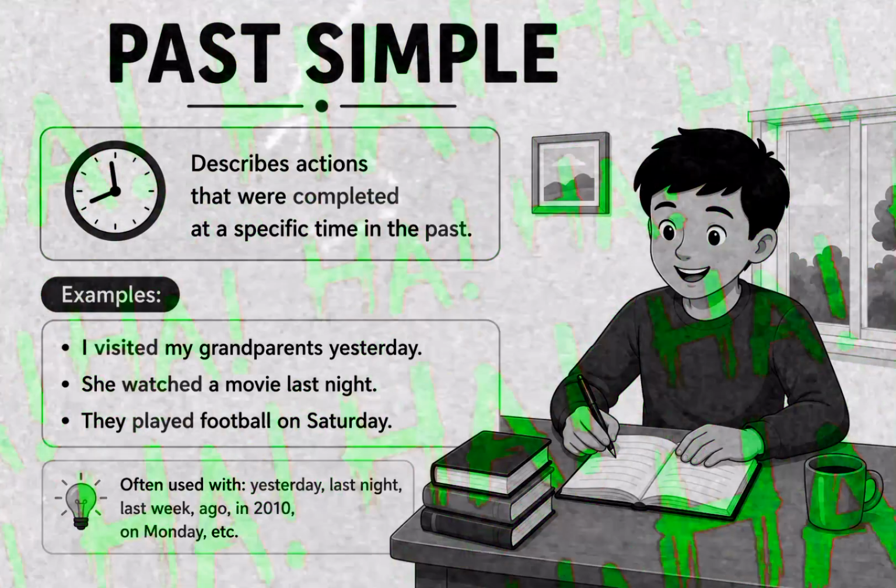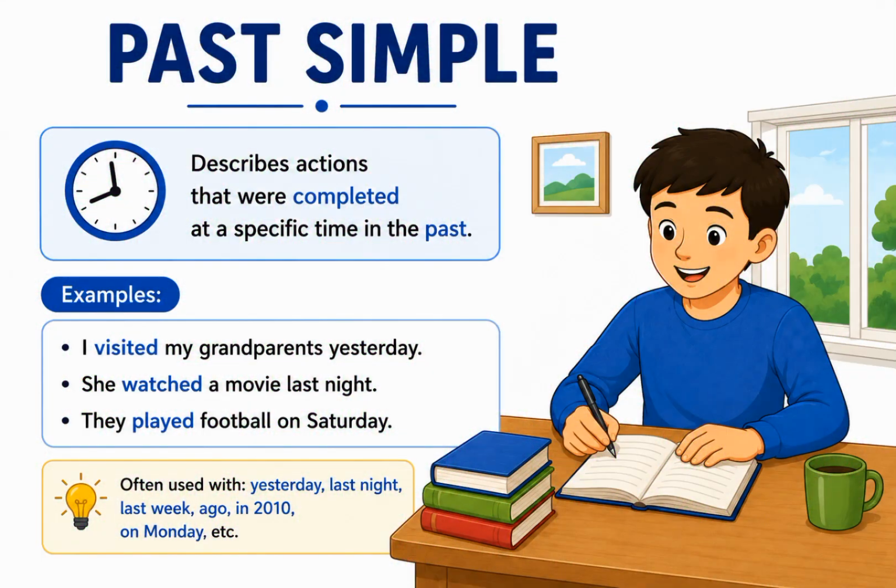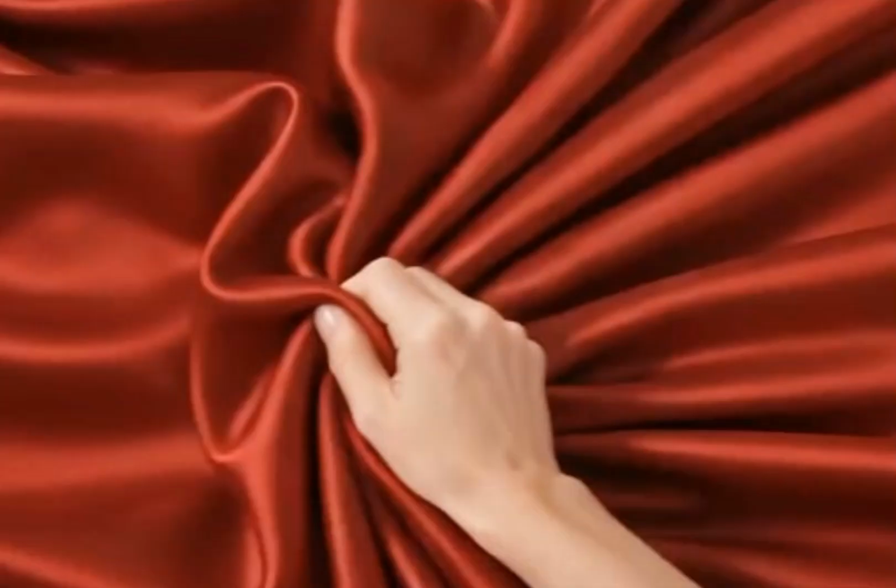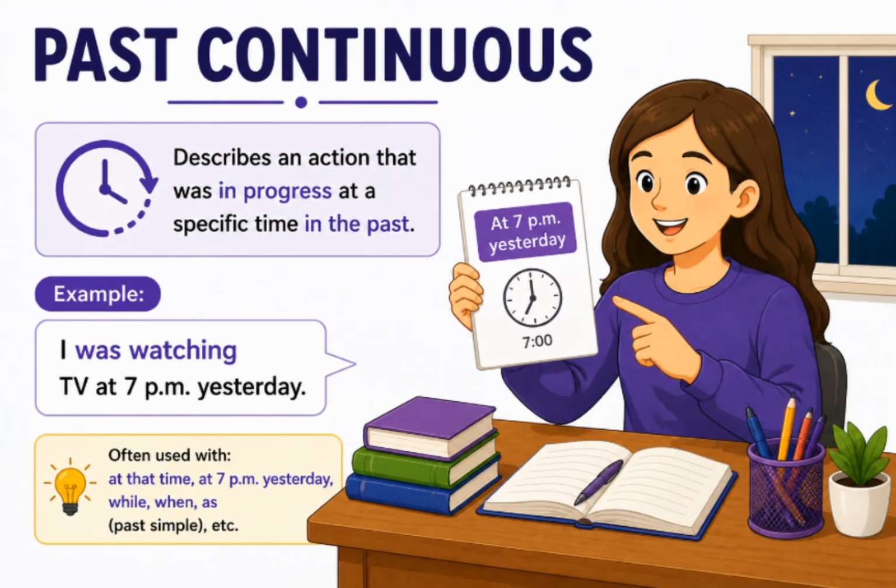Now, let's move on to the past tenses. The past simple describes completed actions. For example, I visited London last year. The past continuous describes an action that was in progress when something else happened. For example, I was reading when my friend called.